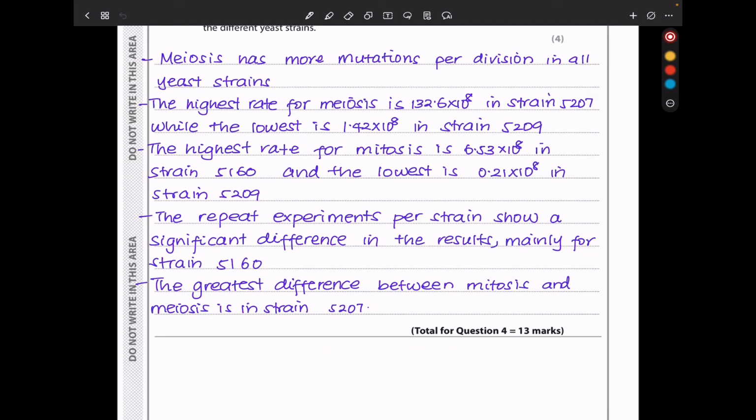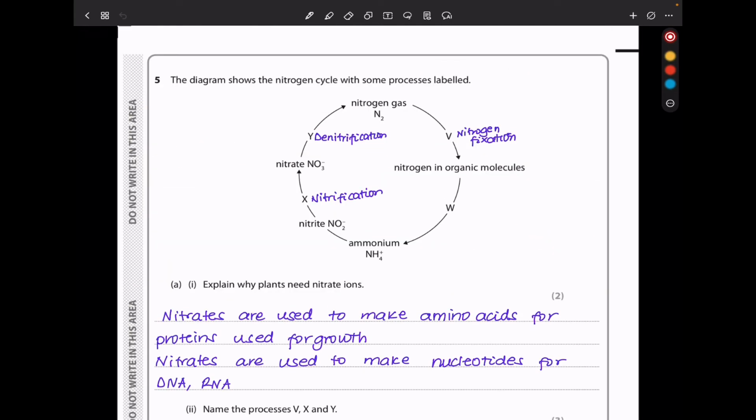So this brings us to the end of question 4. Let's continue to question 5. Question 5. The diagram shows the nitrogen cycle with some processes labeled.